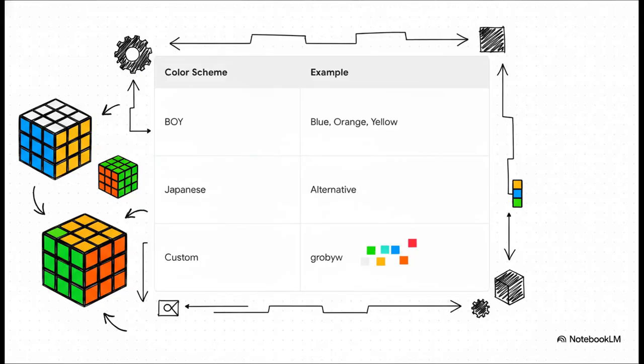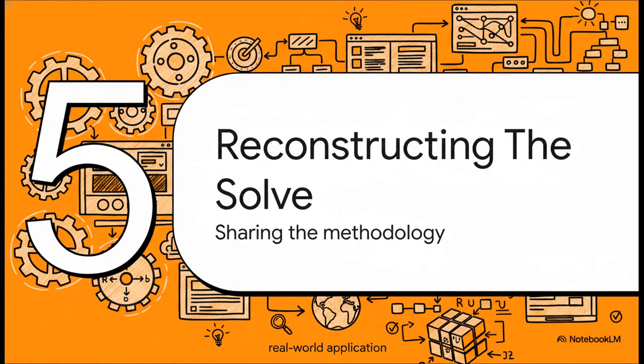Plus, the whole visual environment is completely customizable to match whatever physical cube the solver actually owns. The software natively supports the standard BOY, that's blue, orange, yellow, as well as the alternative Japanese standard. But it also takes custom text inputs. Our source text specifically points out a custom layout coded as GROBY, so green, red, orange, blue, yellow, white. Allowing this level of custom tweaking ensures that when a cuber practices digitally, their visual recognition perfectly aligns with their physical hardware.